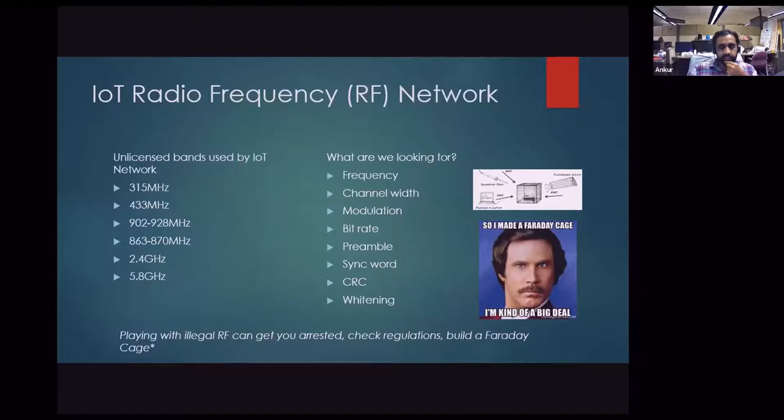To do that in a safe and secure manner, it is advised that we build something known as a Faraday cage. One well-known example of a Faraday cage is your microwave. If you have a large enough microwave, that basically acts as a Faraday cage. It prevents the signals from leaking. But if you do have a lot of money on your hands, you can use copper foiling to basically prevent the signals from leaking.